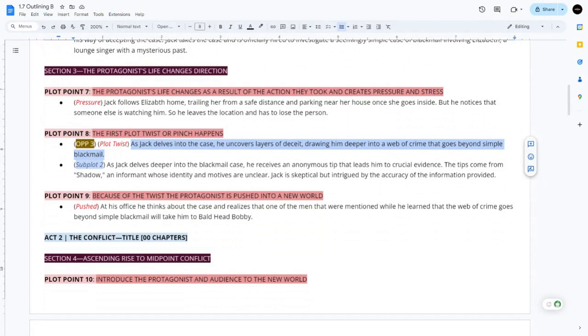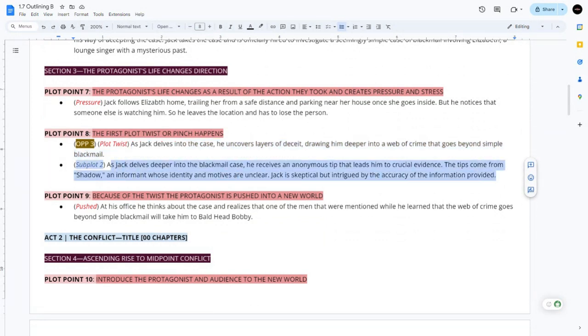As Jack delves into the case, he uncovers layers of deceit, drawing him deeper into a web of crime that goes beyond. So that's the original third. Now I introduce the shadow. Also in the first plot twist pinch. So I'm actually doing a pinch and a plot twist.